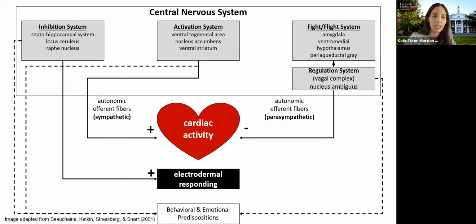And you can see that cardiac activity is interesting in that it's innervated by both sympathetic and parasympathetic fibers. That's one of the reasons some of you have RSA or HRV. That's one of the reasons why we can look at heart rate and it can tell us so much. We can also look at electrodermal responding or skin conductance as a measure of behavioral inhibition, and also sympathetic functioning. But the important thing in thinking about this at a person level is that the behavioral and emotional predispositions aren't directly predicted by any single system. So those dotted or dashed lines are just a schematic to demonstrate that these are not direct associations.